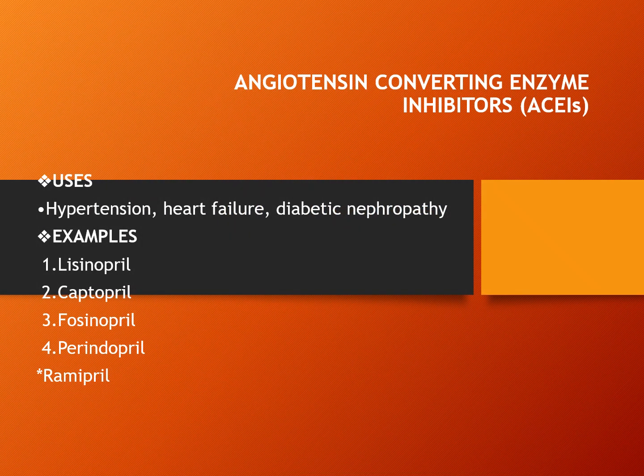So we have other uses of the angiotensin converting enzyme inhibitors, which include hypertension, our main focus. Then we have heart failure. Then we have diabetic nephropathy. Examples of this drug usually end with pril. So we have lisinopril, captopril, fosinopril, perindopril, ramipril. So they usually end with pril.